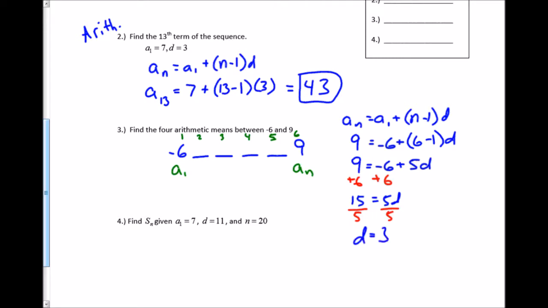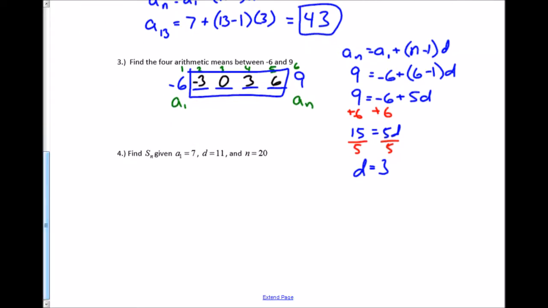But that doesn't quite answer the question. I actually have to add this 3 each time. So if I do the -6 plus 3, it's going to give me a -3, plus 3 gives me a 0, plus 3 gives me a 3, plus 3 gives me a 6. Add it one more time, it gives me the 9. Now I know that my answers are correct. And again, the thing it's asking for is what goes in these blank spaces. Okay?